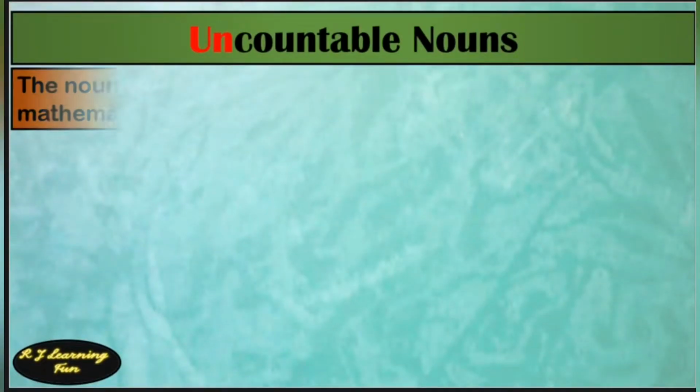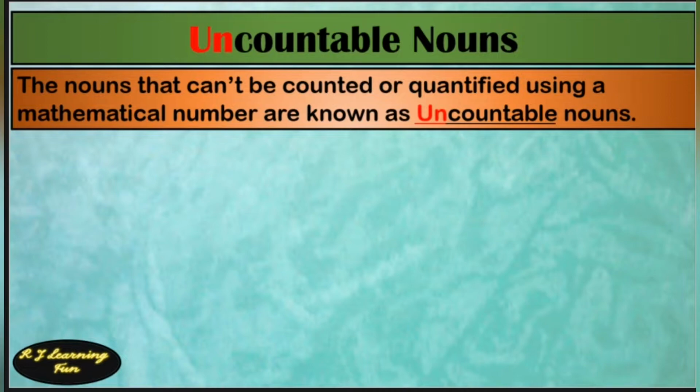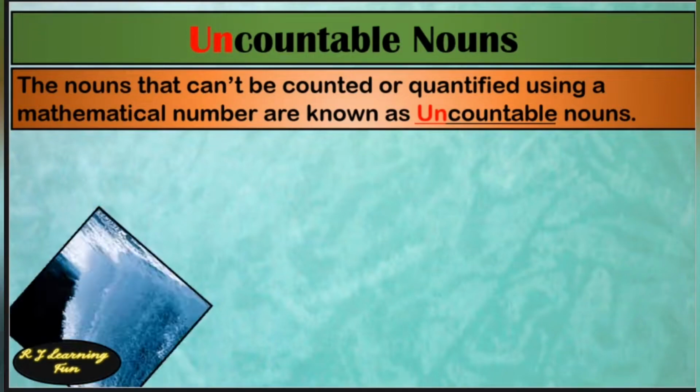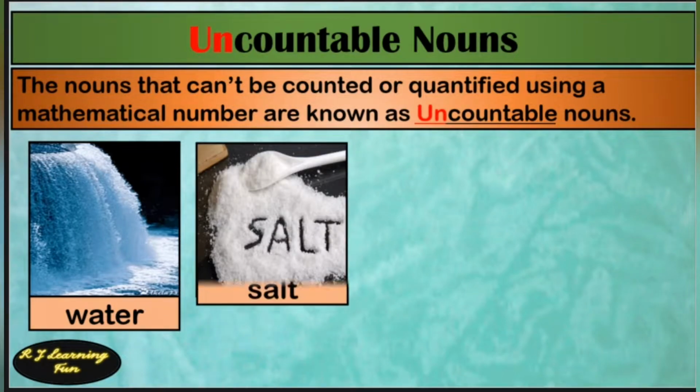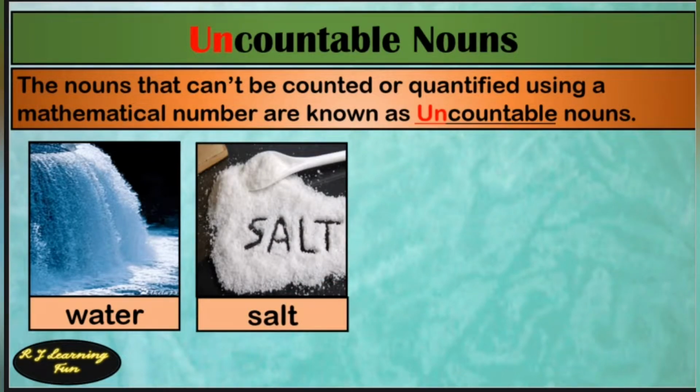Uncountable nouns. The nouns that cannot be counted or quantified using a mathematical number are known as uncountable nouns. For example, water is flowing. Here, water cannot be counted, hence, it's an uncountable noun. Pass me the salt, please. Here, salt cannot be separated as individual item and normally seen as a whole, so it's an uncountable noun.